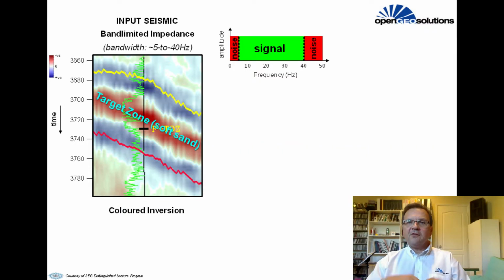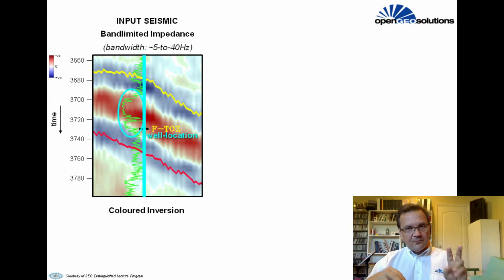The target zone in this case is a soft sand represented by the red negative amplitudes. The well contains two sands. The upper sand is approximately 17 milliseconds thick. The lower sand is around 8 milliseconds thick, and the thickness of the shale break is approximately 5 milliseconds.